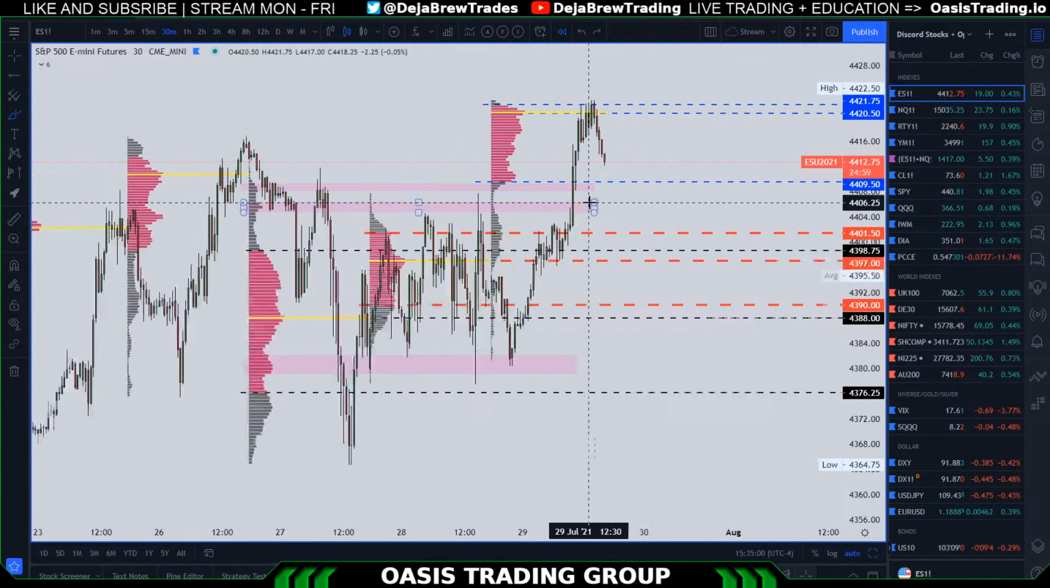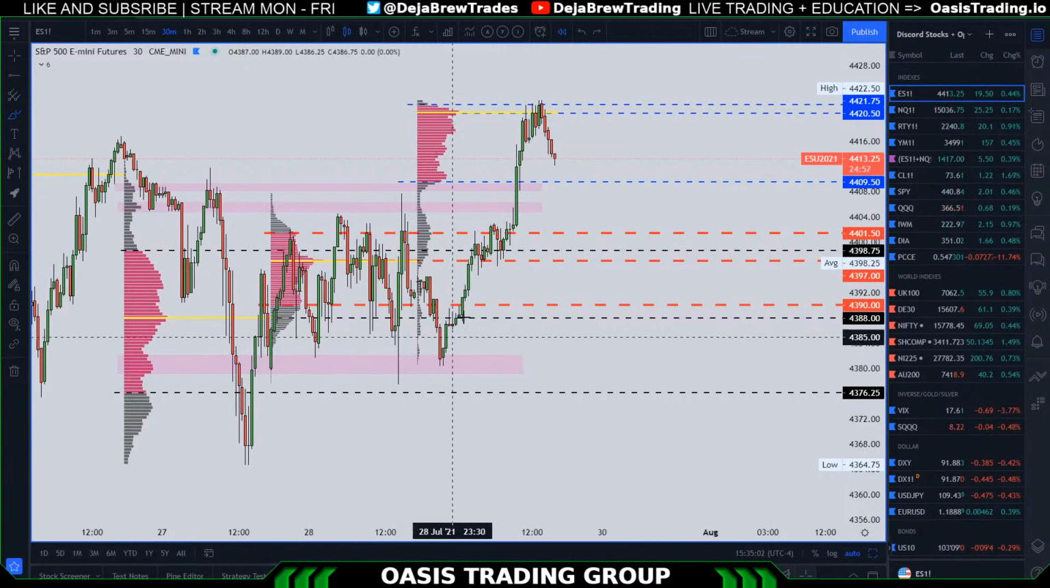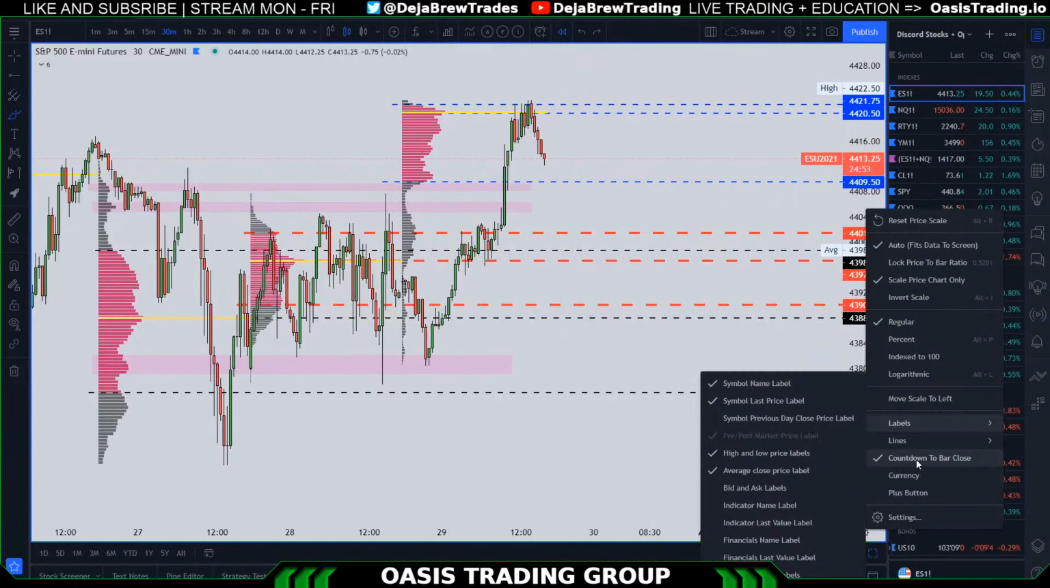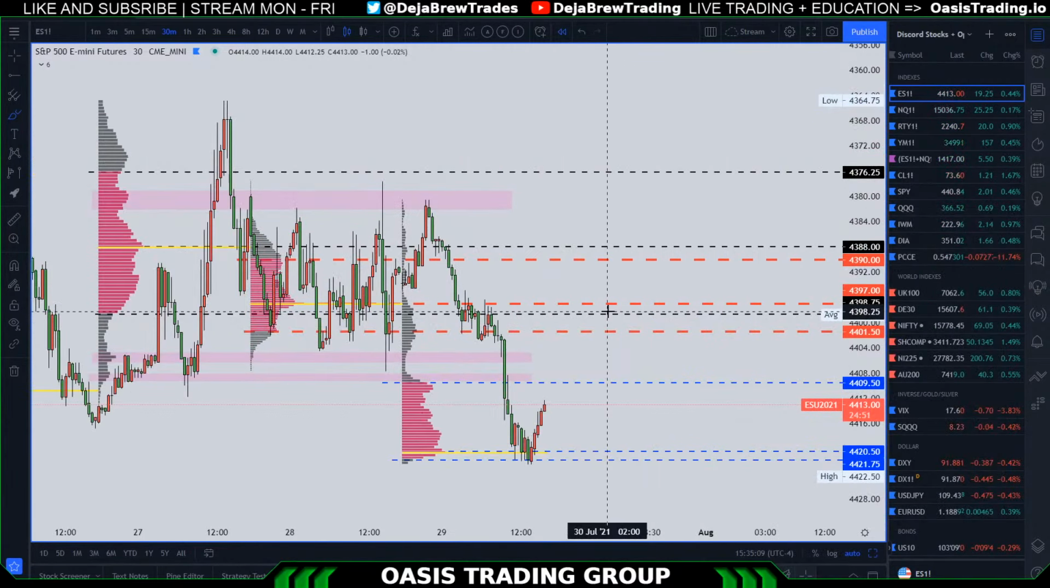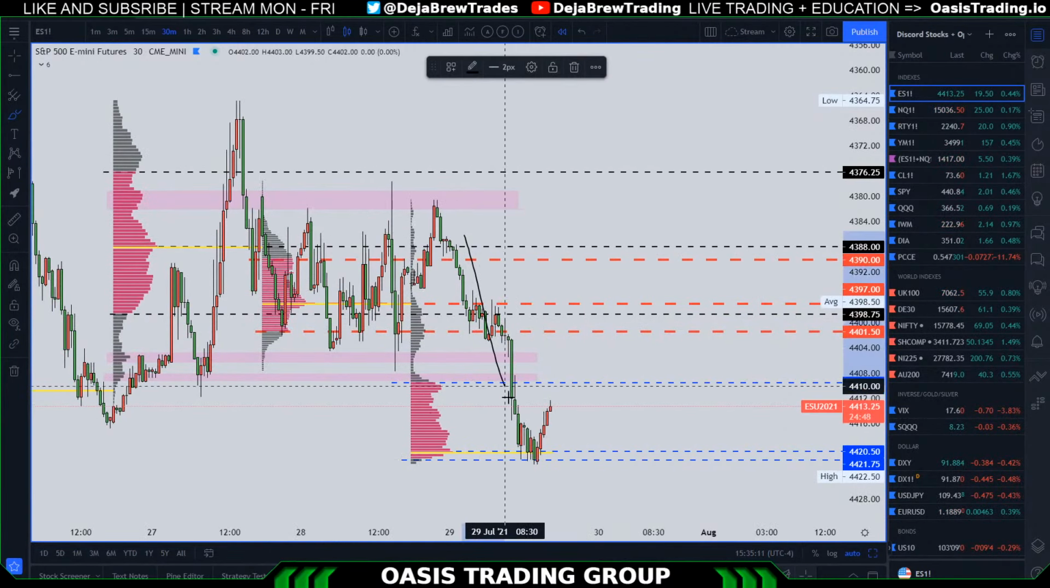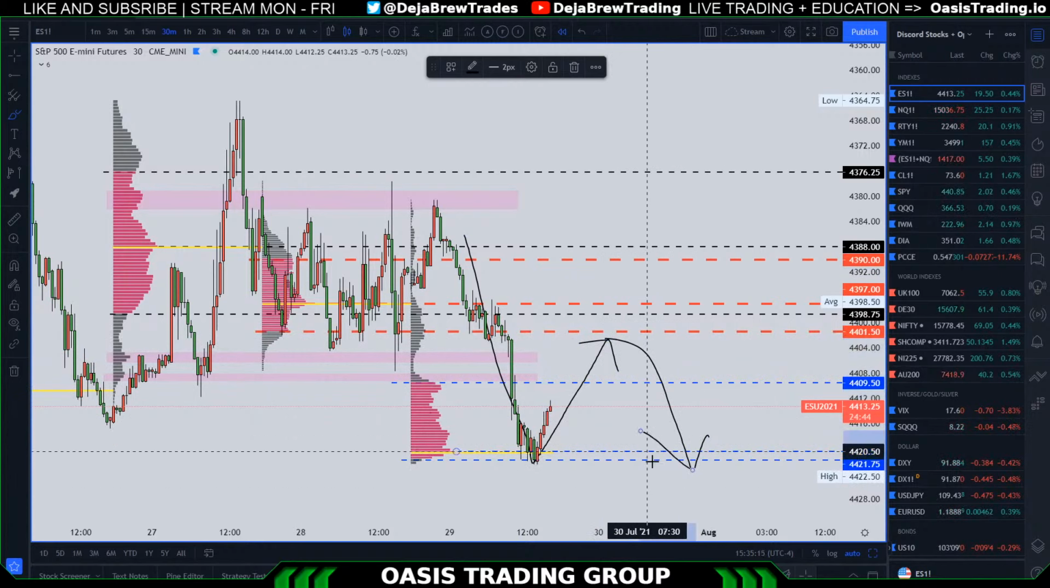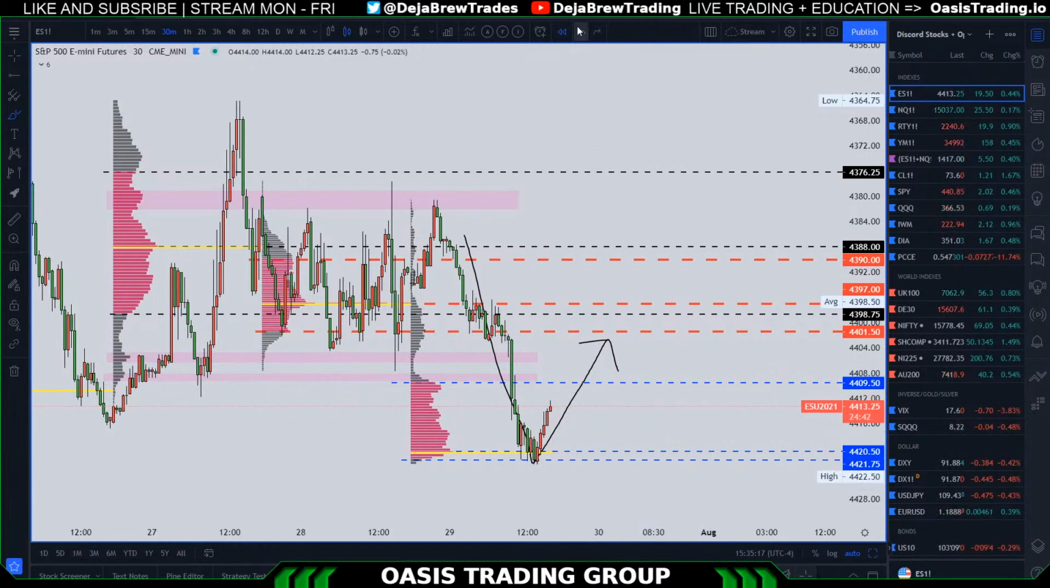So watch for those continuation patterns where we break out of value and then come back to retest it. The same goes for the downside. Like if I inverted this and we broke away from value and then we came back to retest it like this, that would also be a shorting opportunity, as long as you're holding outside of that value.